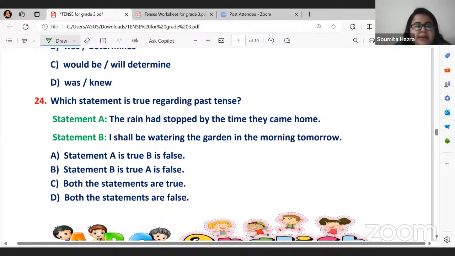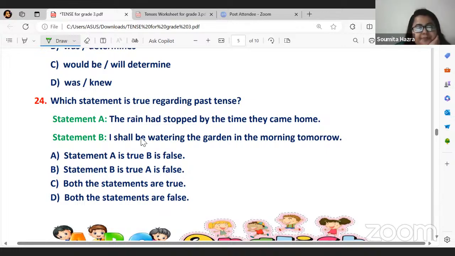Let's do something different. Which statement is true regarding past tense? Which of these statements is correct about past tense? Statement A: The rain had stopped by the time they came home. Statement B: I shall be watering the garden in the morning tomorrow.